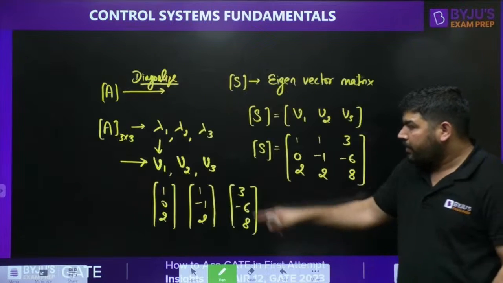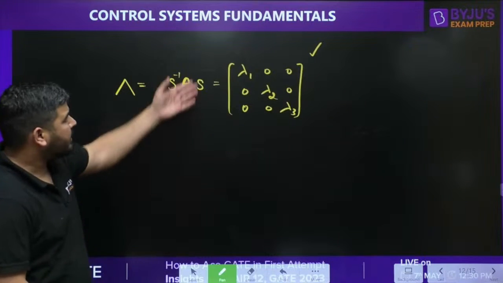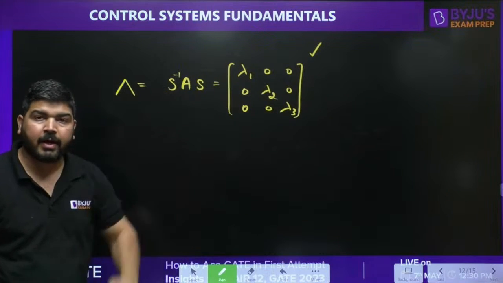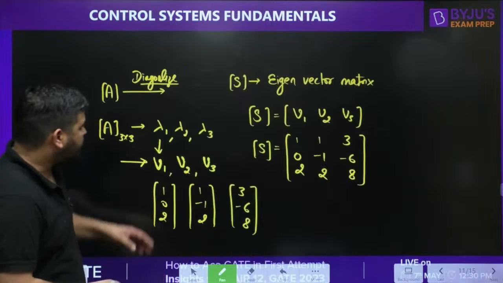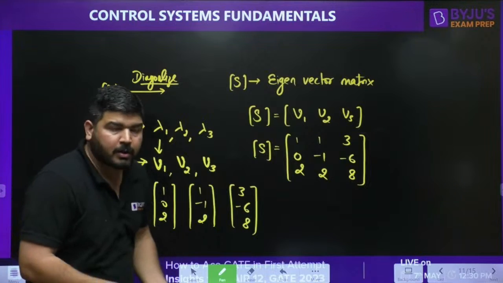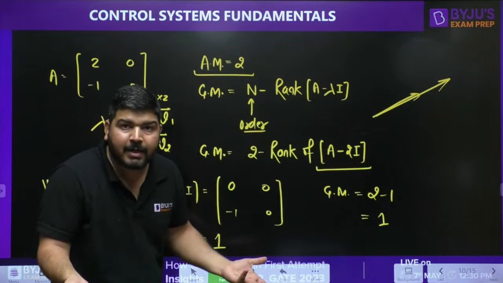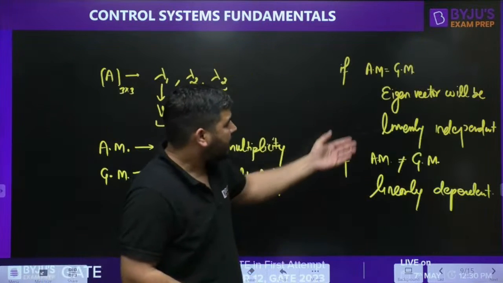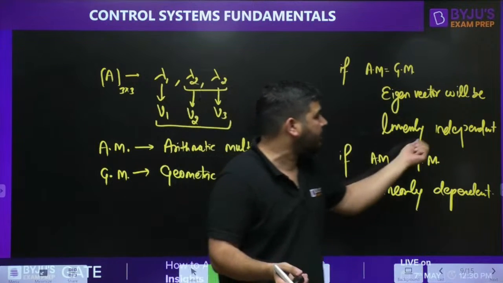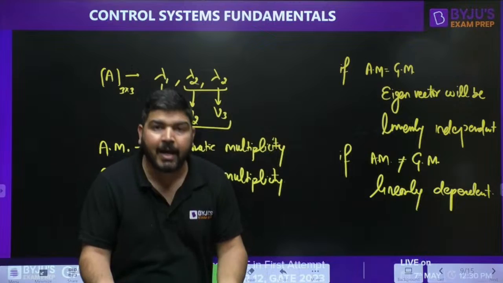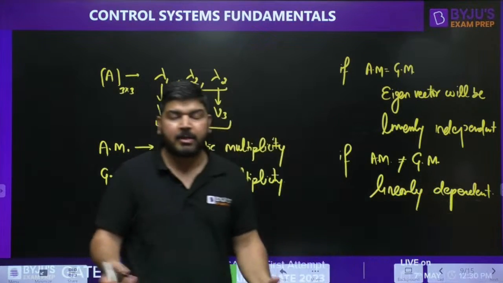But if you have linearly independent eigenvectors, you can always diagonalize. And after diagonalization, the answer will be like this. It's easy peasy. So you have to remember this. I hope it is clear. Now to check whether this matrix is diagonalizable or not, you can directly calculate AM and GM. With the help of AM and GM, you can check whether the vectors are linearly dependent or independent. If AM is equal to GM, it means the matrix is diagonalizable. Eigenvectors will be independent. If they are not equal, it means the vectors are linearly dependent. It means you can't diagonalize it.